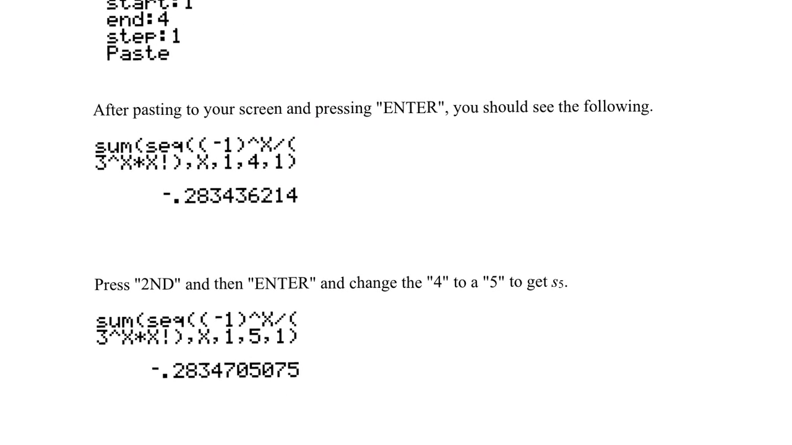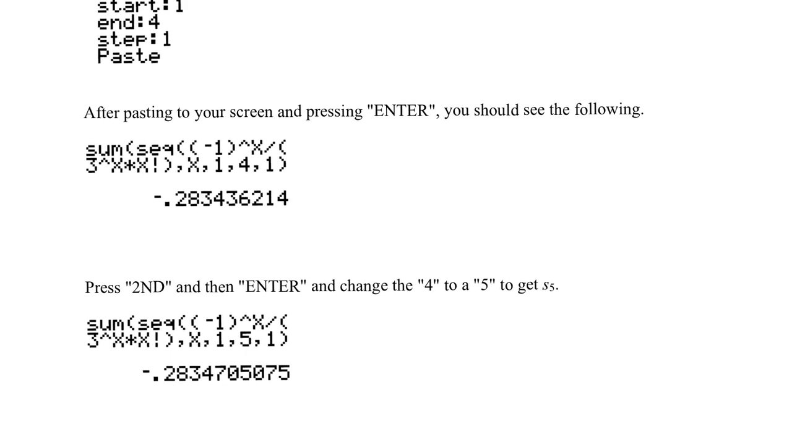But then maybe you want to go to the sum of the first 5 terms. So when you do second enter, it'll bring up the previous command, and it allows you to edit it. So right after this, just press second enter, and this will come up again. And now you can move the cursor over to the 4 and change it to a 5. And then hit enter, and it gives you this.